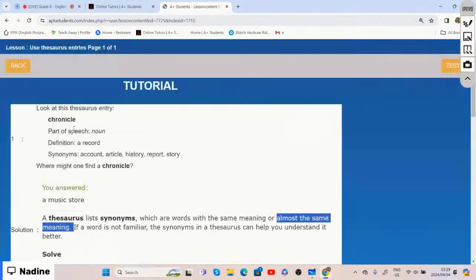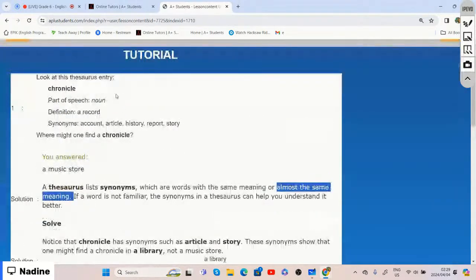All right. Let us look at a few more examples of these skills, and then we're going to our test. We need to look at this thesaurus entry: chronicle. The part of speech is a noun. So chronicle is a noun. And the definition of a chronicle is a record.